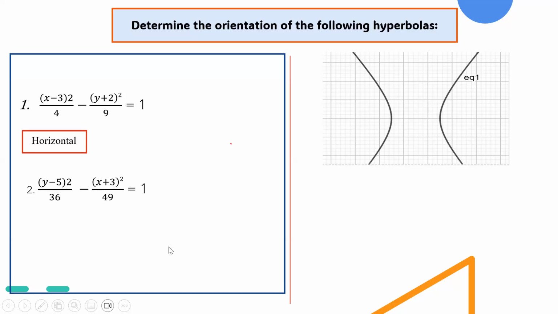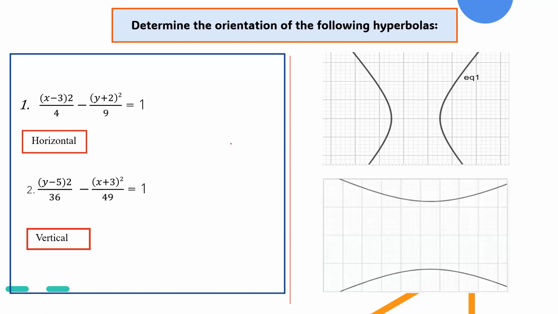And in the second case, we have (y - 5) squared divided by 36 minus (x + 3) squared divided by 49 is equal to 1. Now, in this case, our y squared term is positive, and the minus sign is in front of the x squared term. Therefore, this will result in a vertically oriented hyperbola. So it will look like that.